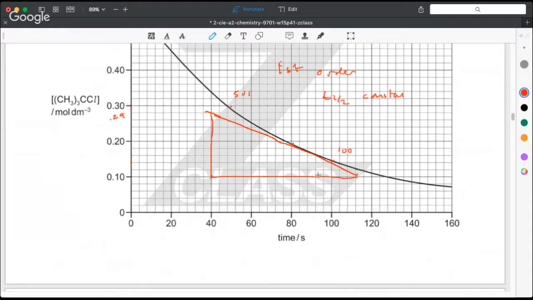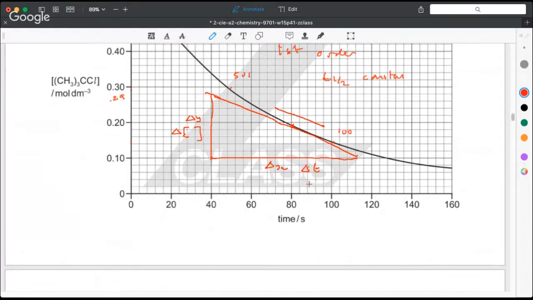Now, I've seen other mark schemes where the examiners have taken off marks if the tangent came above the line for some reason, which is, that's not a tangent, is it? A tangent is just touching the line at 80 seconds. And then you work out your change in Y and your change in X. That's the change in concentration, isn't it? And that's your change in time. And you can work out the rate of reaction at 80 seconds. It's an instantaneous rate.